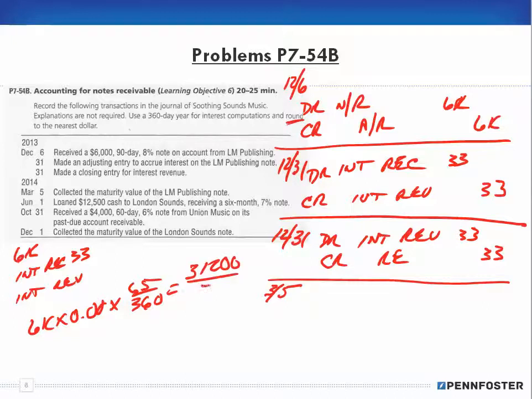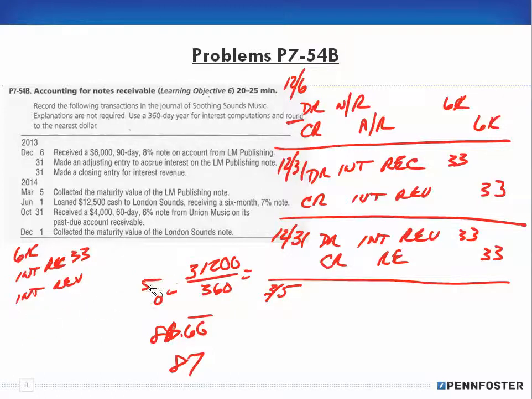31,200 over 360, which is equal to, so we divide it by 360 and we get 86.66, a repeating decimal. So we're going to round that to $87. So the interest revenue is going to be $87.